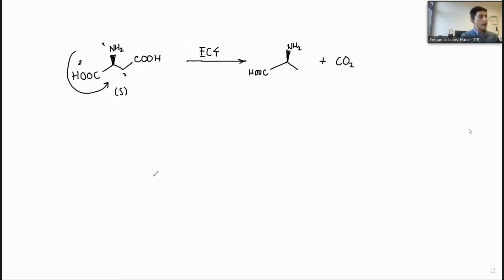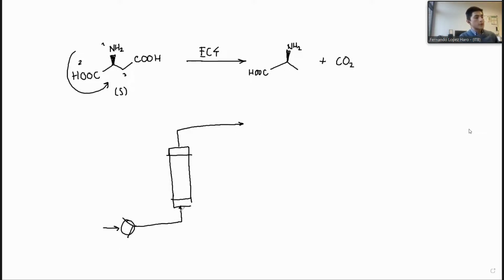Now, what we have in this process is often a plug flow reactor like this, which we feed from the bottom using a pump, and we extract the product from the top. The reaction happens in a liquid environment, and it goes through the packing of the plug flow reactor.